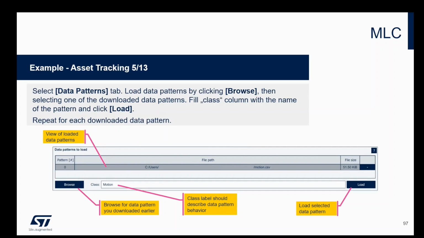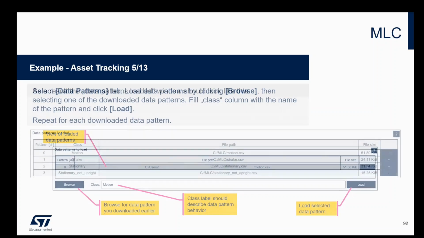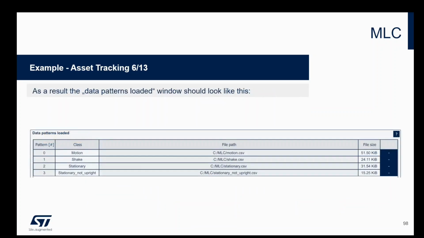The class label should describe the data pattern, and then load. Once you load, this is what it will look like. There are 4 files in that GitHub location: motion, shake, stationary but not upright. The box is not upright. It's sitting face down or something like that.